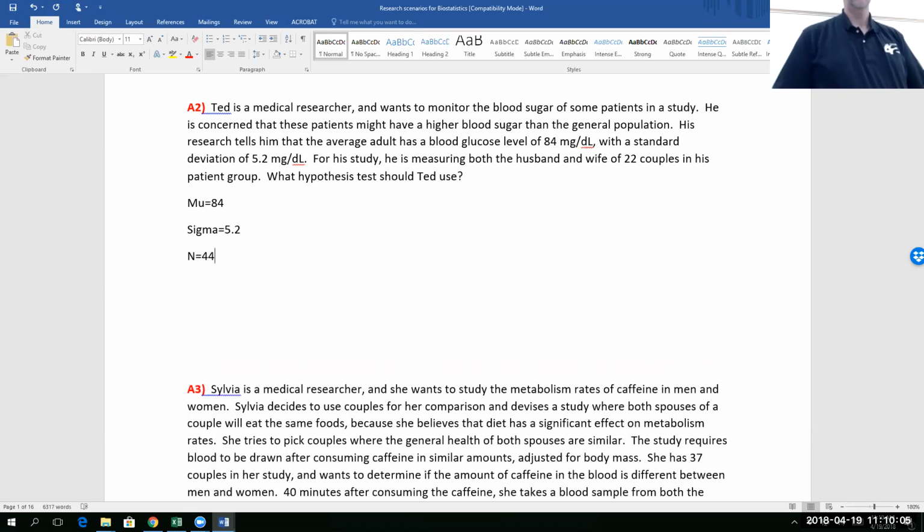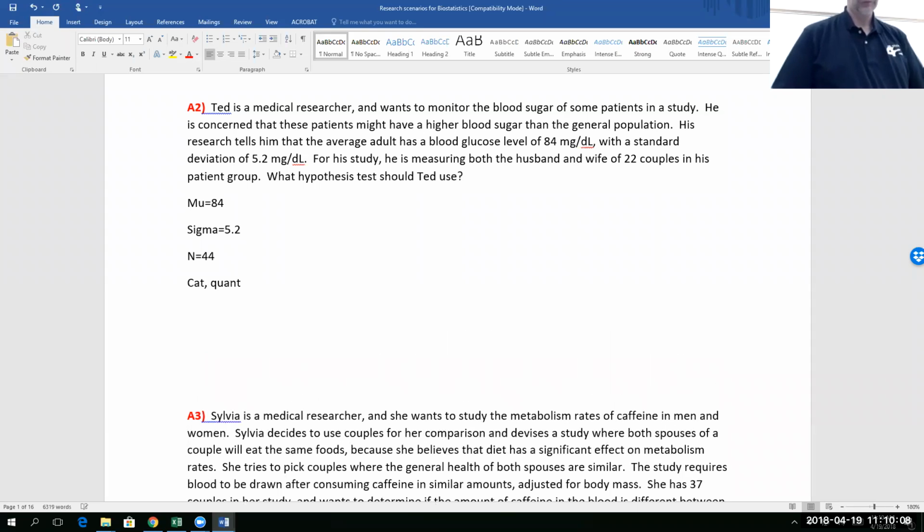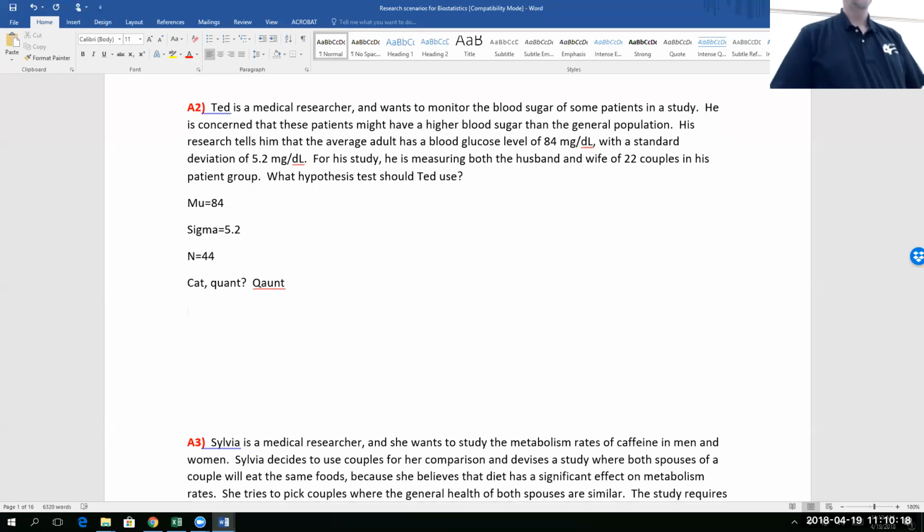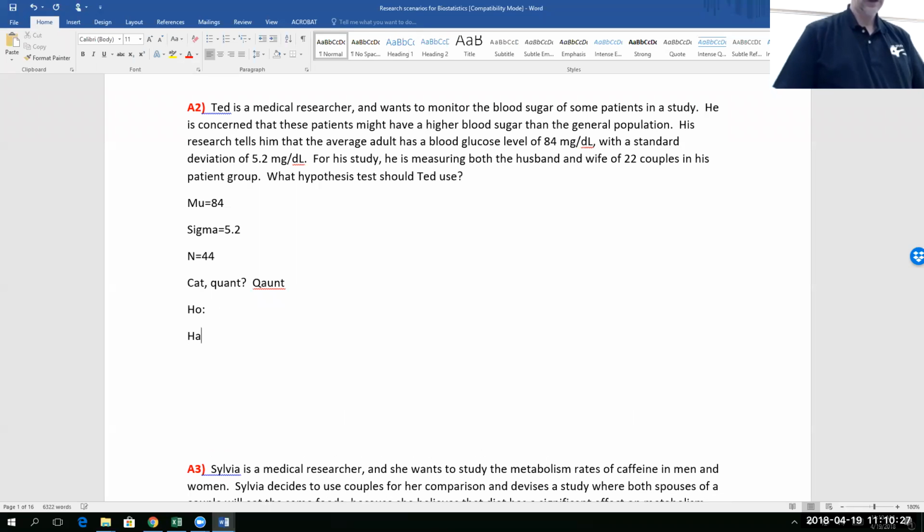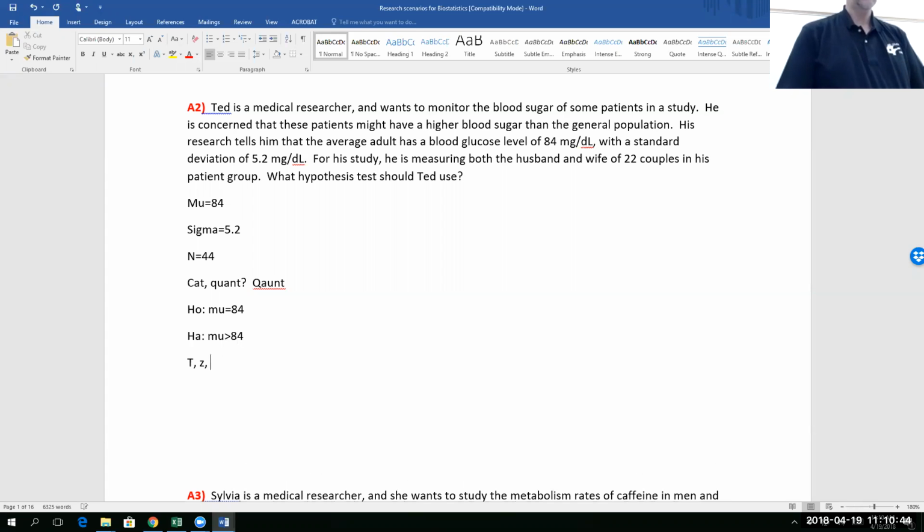Okay. All right. So now, is it categorical or quantitative? Quantitative because 84 milligrams per deciliter is a number, right? Okay, so now let's see, is it the null hypothesis or the type of test? Okay, so what's the null hypothesis and the alternative hypothesis? Mu equals 84 and mu is greater than 84 because we think it's higher, right? Okay, now what type of test? Is it a Z, a T, chi-squared? It's a Z, right? Z, which Z?